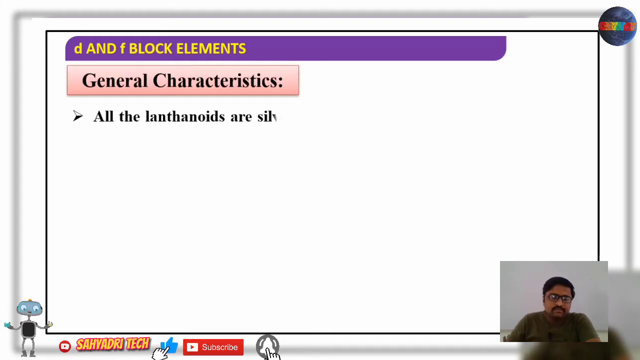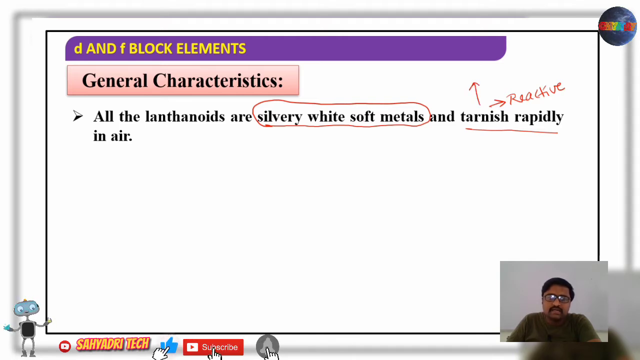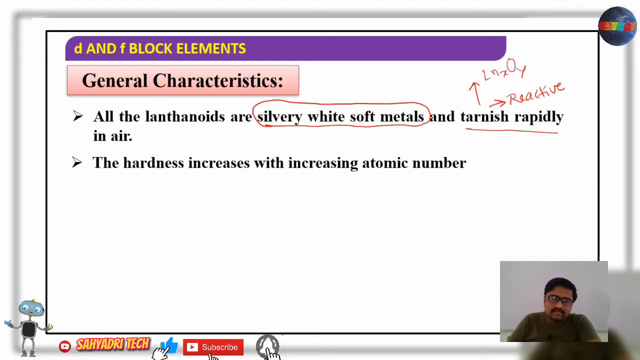The first characteristic is how they appear. All the lanthanides and their compounds are silvery white. If you consider the physical state, all the lanthanides are silvery white soft metals and tarnish rapidly in air because of their reactivity. Because of their highly reactive nature, their surface readily tarnishes. Tarnishing means it readily combines with oxygen and gets converted into its oxide, LnxOy. An oxide layer will be formed on their surface. So the first general characteristic is that all the lanthanides are silvery white soft metals and their surface readily tarnishes in air.